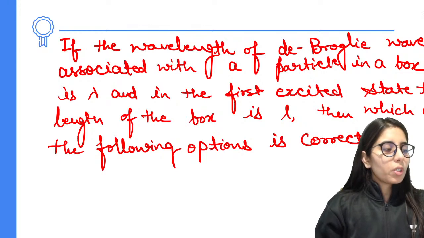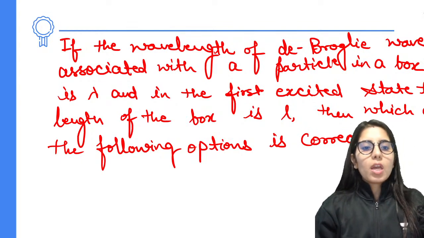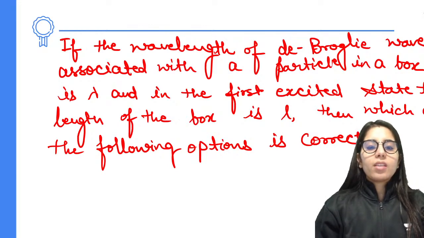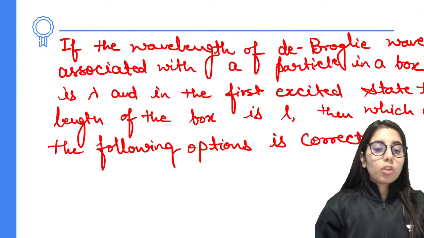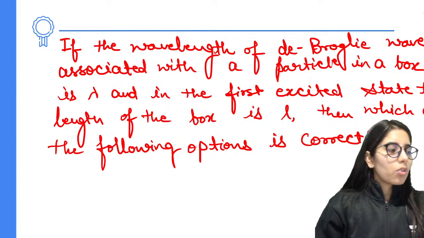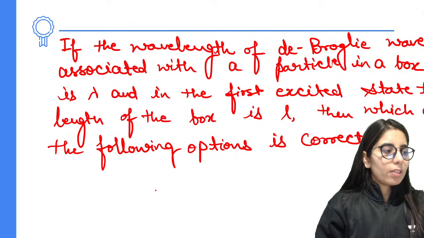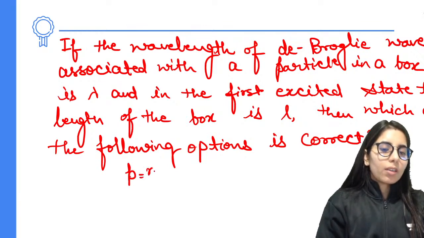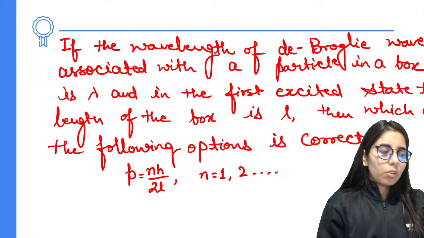Clear? So the particular case which has been given, they are talking about the wavelength of the de Broglie wave associated with a particle in a box being lambda, and in the first excited state the length of the box is L. Then which of the following options is correct? Here we start with the expression of the momentum of a particle. It is going to be an integral multiple of h upon 2L, where n is equal to 1, 2, 3 and so on.